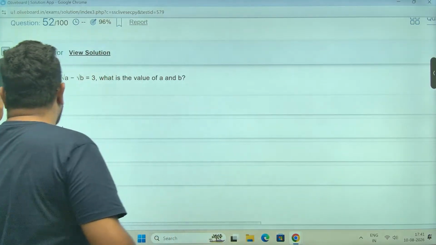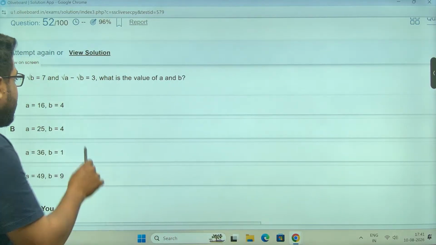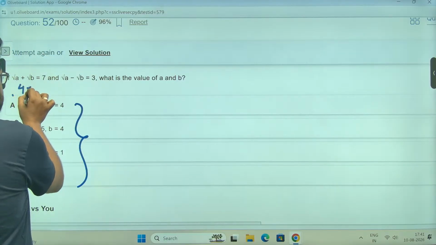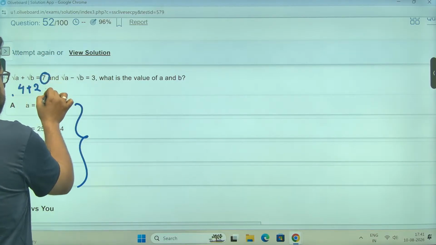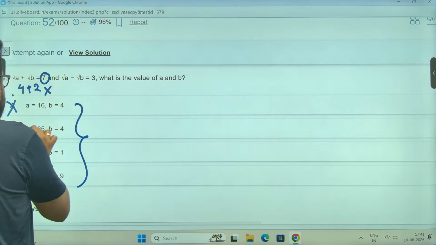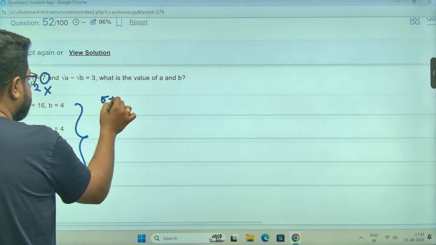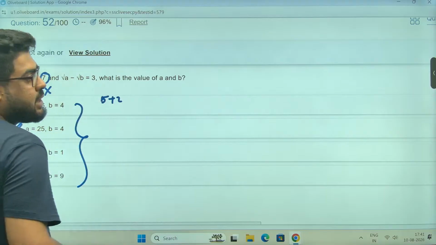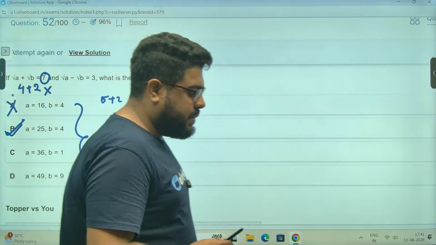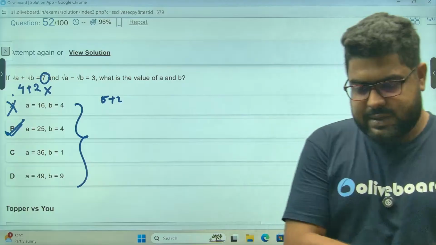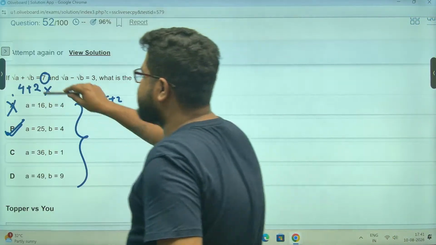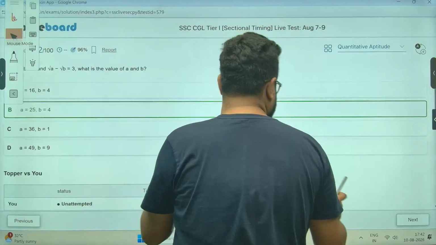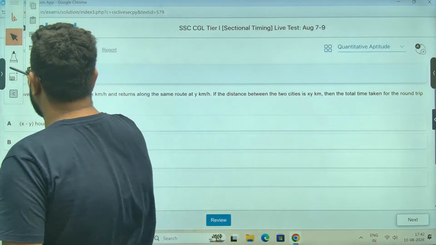They are asking this. Always put values from here. Root 16 is 4, plus root 4 is 2. 4 plus 2 is 6, no, this cannot be the answer. This is 5 plus 2, 7. Most likely this is the answer. Let's check this. 5 minus 2, that is also 3. Absolutely. Option B, 100% is your correct answer. Nothing very difficult about this. Next one, please.